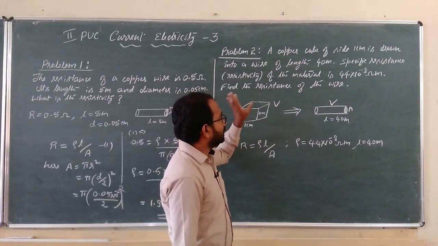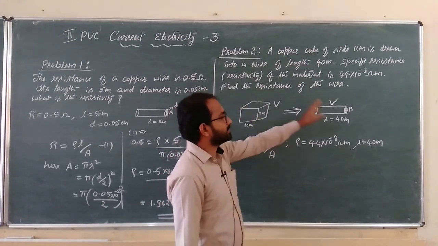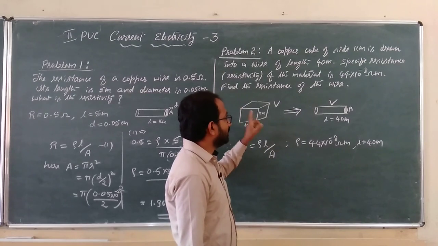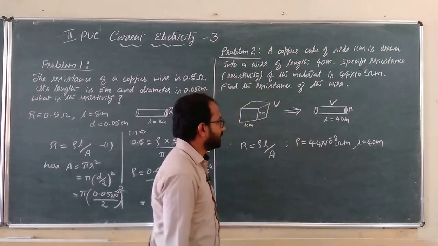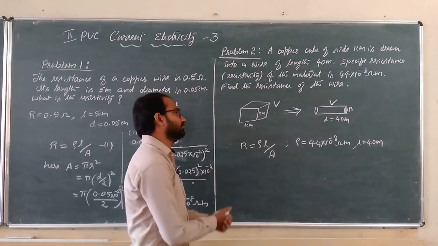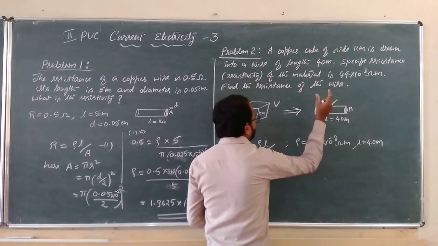Density is the same because it is a copper cube, and now it is converted into a copper wire. Density doesn't change. The mass is also not changing when it is drawn into a wire. So the volume is also the same. The volume of this copper cube is equal to the volume of the wire.